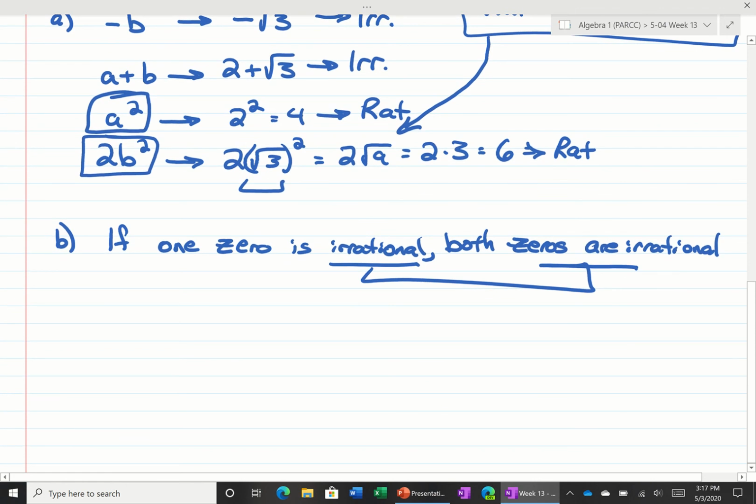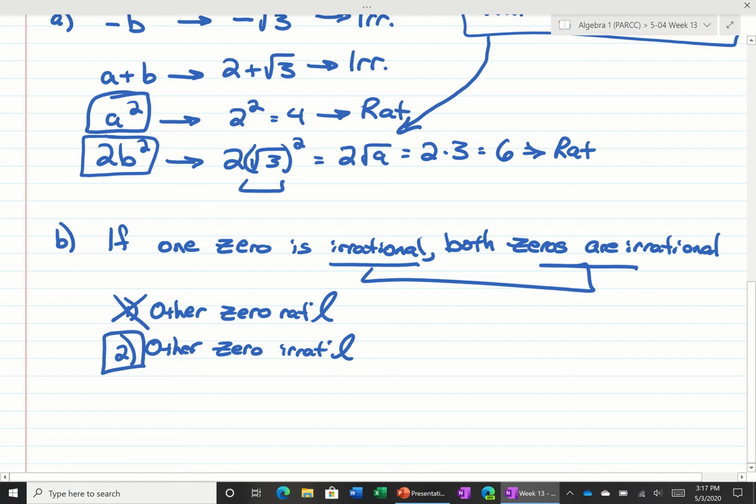So let's see. For part 1, it says the other zero must be rational. That's false. That can't be true. Part 2, it's saying that the other zero is irrational. And that is correct. Part 3, it's saying the other zero could be either rational or irrational. That's not true. They come in pairs, so it has to be irrational. And then the other one says the other zero must be non-real. The answer is if one zero is irrational, they have to come in pairs. You have an irrational zero, and you also have another irrational zero.